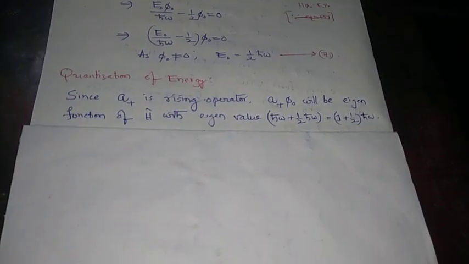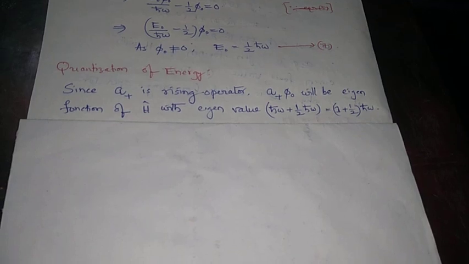Since a plus is a raising operator, a plus operating on phi naught will be an eigenfunction of h with eigenvalue h cut omega plus half h cut omega, which is 1 plus half into h cut omega.